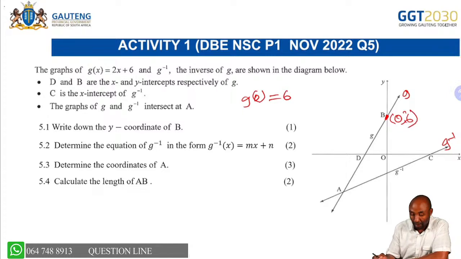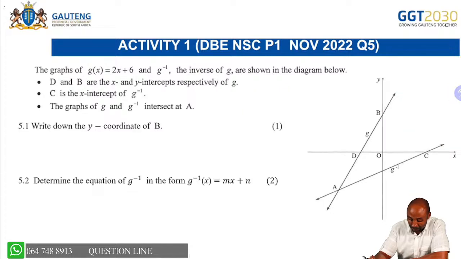Write down. Even if you do not show working, you will get your full marks there, but you must know how to get them. The equation of g, that's how we got our y is equal to 6. So the y coordinate at B is going to be 6.